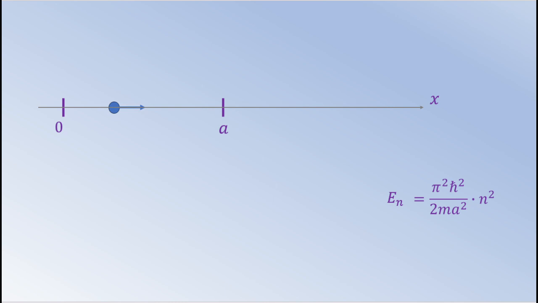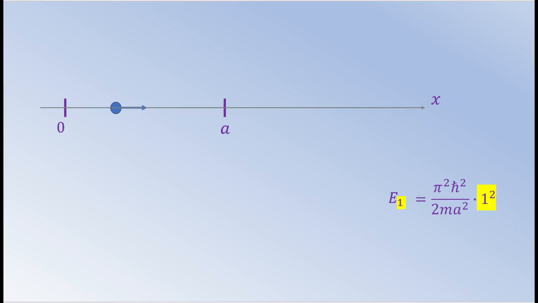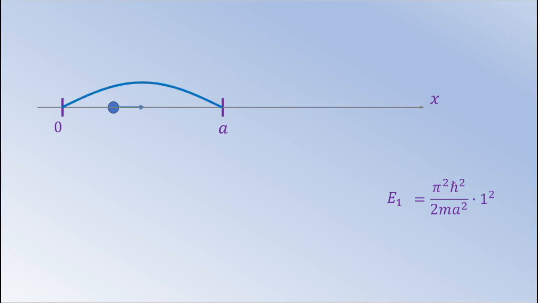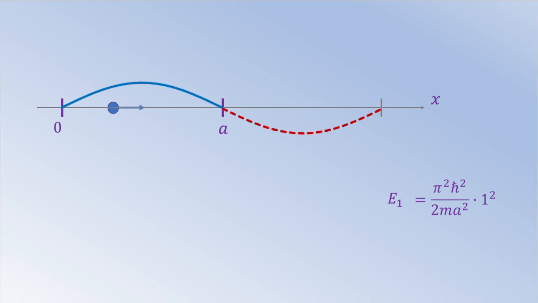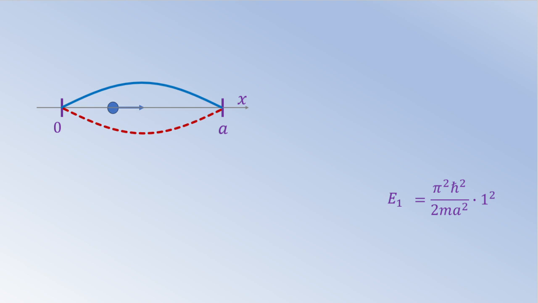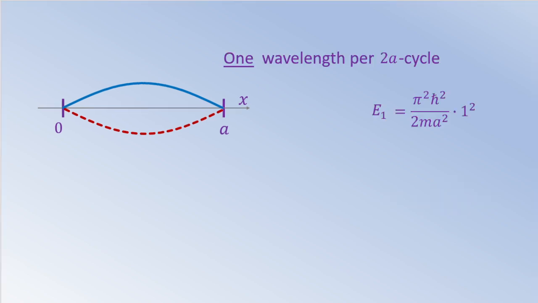Total energy is calculated with n equal 1. We must fit half a wave from wall to wall. Let's draw. It looks like this. The remaining half wave does not go to the right. It reflects off the wall and goes back like this. Finally, we have the following picture.